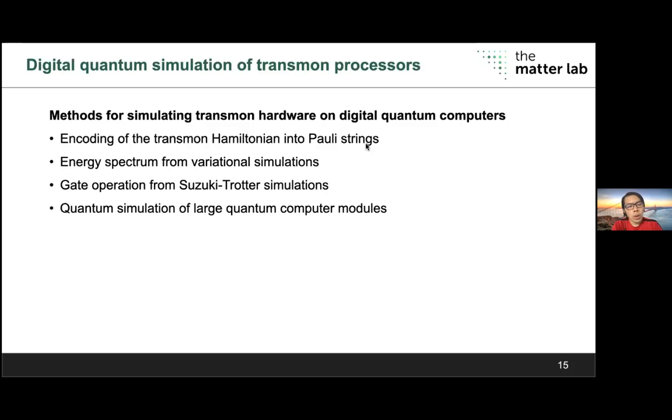And then the next step, after the mapping, is that we want to find out the energy spectrums of that system, and we're going to use variational quantum algorithms to get those energy spectrums. And then afterwards, we are going to use the Suzuki-Trotter expansions to get the unitary dynamics and see how the dynamical simulations look. And lastly, we try to simulate what quantum resources are required for simulating n number of transmons in the future, for quantum simulation purposes, right?